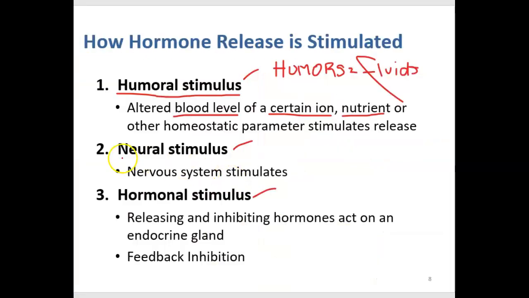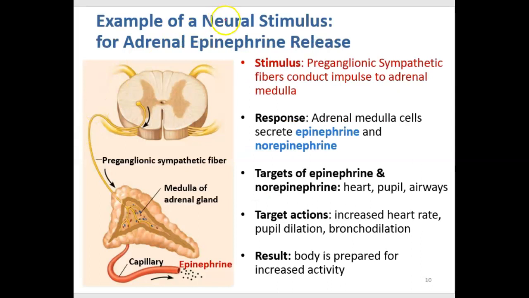Now let's look at a neural stimulus. This is just a neuron stimulating an endocrine cell to make a hormone. So the nervous system stimulates it. And I picked a sympathetic neuron. So a sympathetic nervous system causes the adrenal medulla, and this is the medulla of the adrenal gland right here, to make a hormone that goes right into the blood. And that hormone is epinephrine.